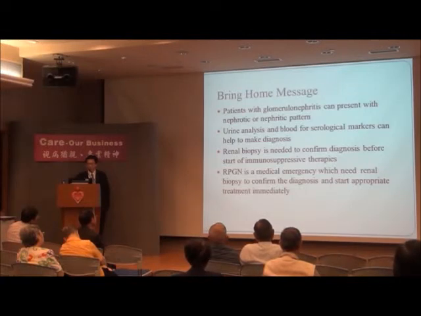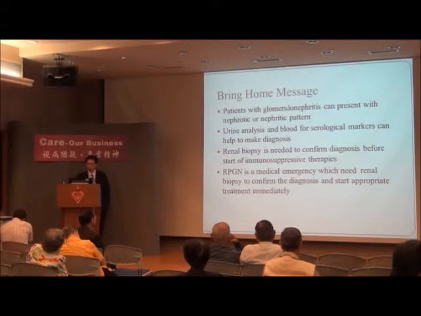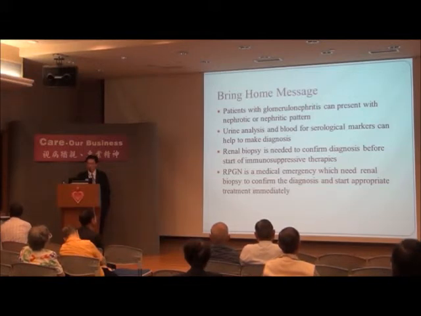Patients with glomerulonephritis can present with a nephrotic or nephritic pattern. Urine analysis and blood for serum markers can help to make the diagnosis. Renal biopsy is needed to confirm the diagnosis before starting immunosuppressive therapies. And RPGN is a medical emergency, which needs renal biopsy to confirm the diagnosis and start appropriate treatment immediately. So, thank you.